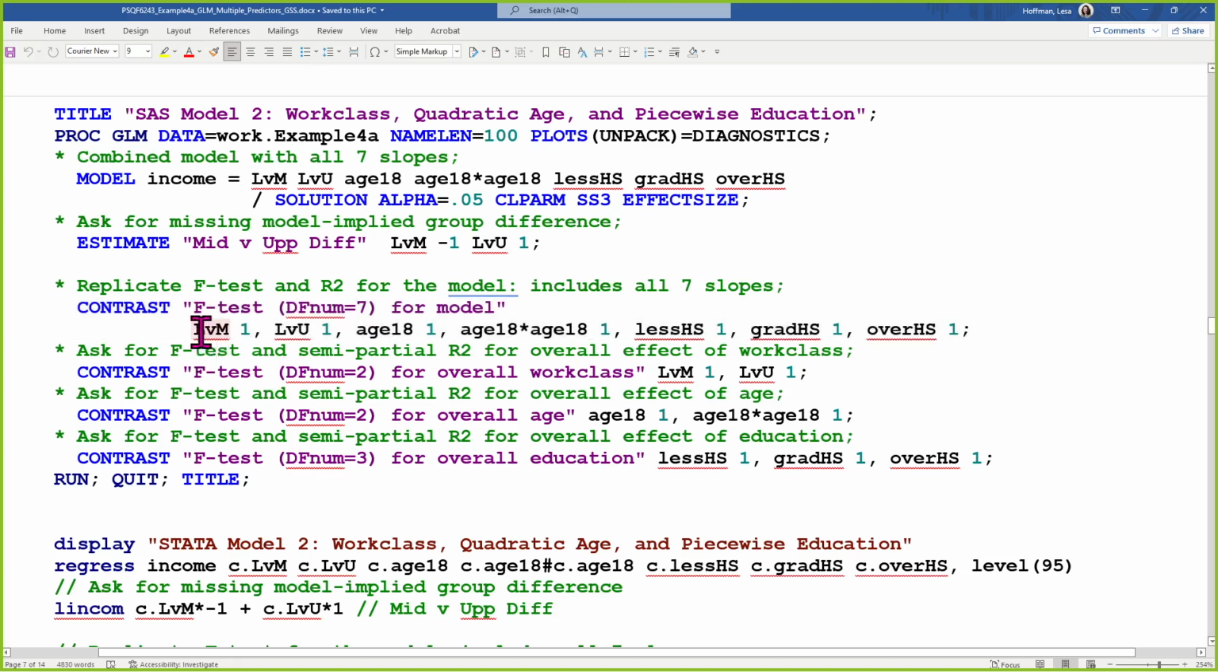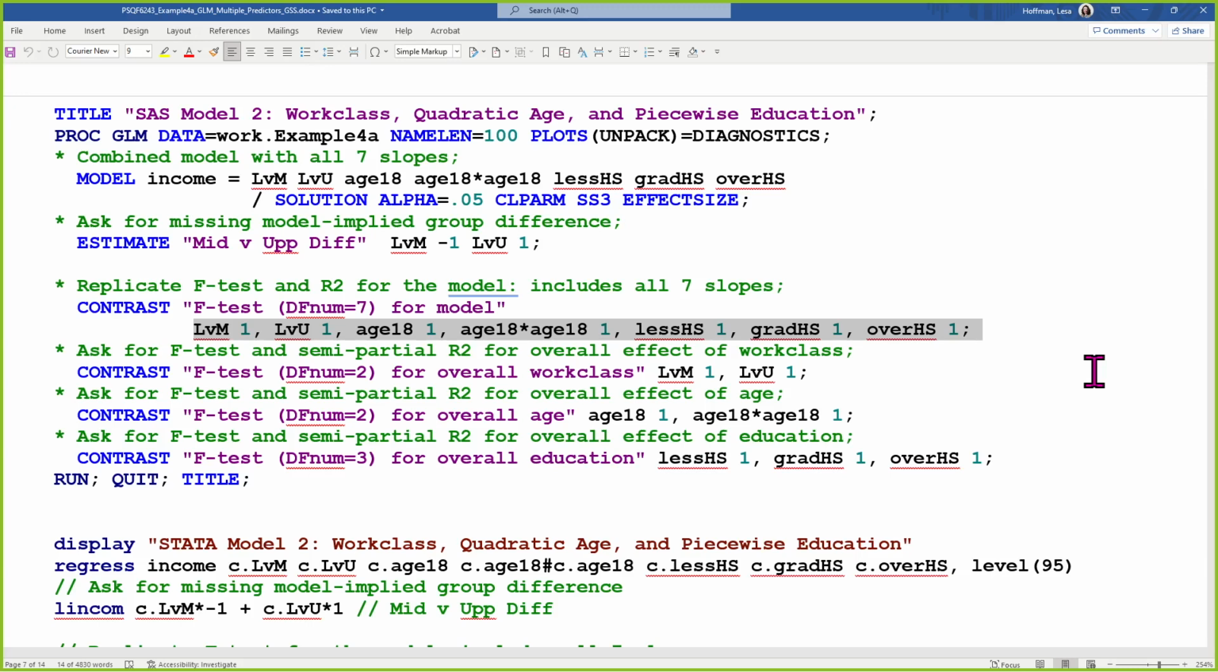But the way that these statements work is you list the slope that you want, followed by a 1, separating them by commas. The commas denote numerator degrees of freedom, so that it's going to treat this slope as separate from that slope, as separate from that slope, and so forth. It's not trying to do any math to add them together. So by listing all 7 slopes, what this contrast is going to recreate is the overall f-test for whether my model R² is significantly greater than 0.